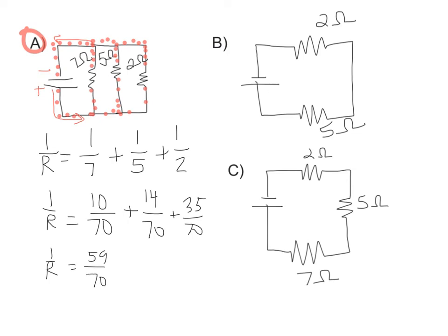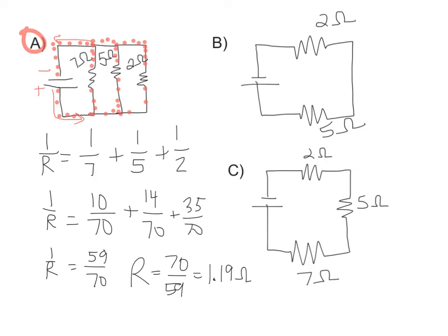Most common mistake is people leave it there, and they'll say that R equals this. And that's not true. That's 1 over R. So the very last step is to say that R equals, and then you do the inverse. 70 over 59, which comes out to be like 1.19 ohms.